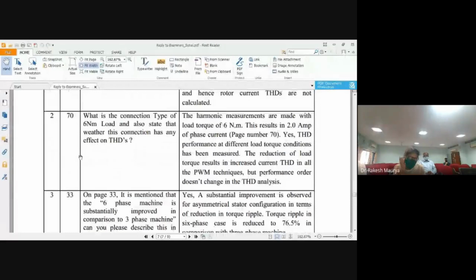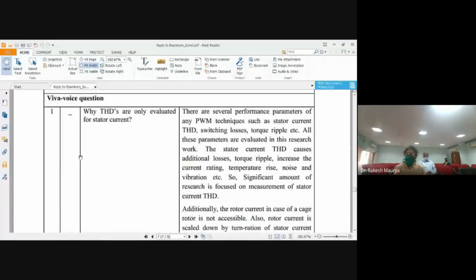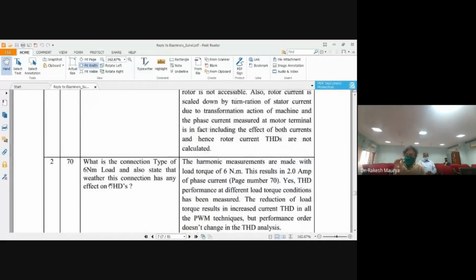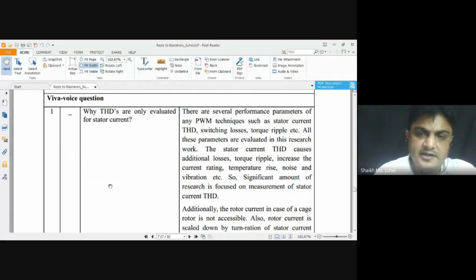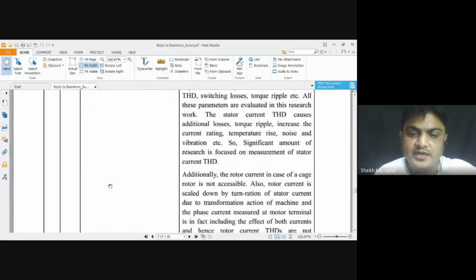So why are THDs evaluated for stator current? Can you just scroll down and give a brief answer for each question? We evaluate them for stator current because rotor current is not accessible. And the second thing is that rotor current and stator current are both actually scaled down, so whatever current harmonics are measured in the stator are also available in the rotor.